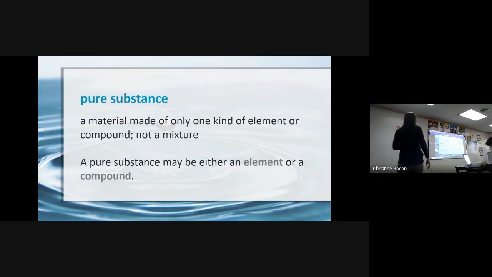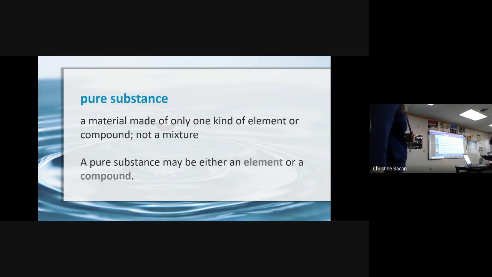So first we have to start with the base term here. We have pure substances, which are a material made of only one kind of element or compound. They're not a mixture. A pure substance may be either an element or a compound. Okay? So that's just the definition for you. We're going to focus mostly on definitions today.